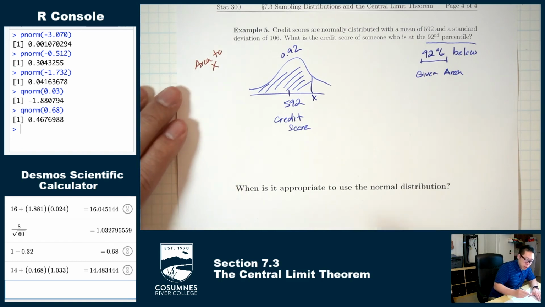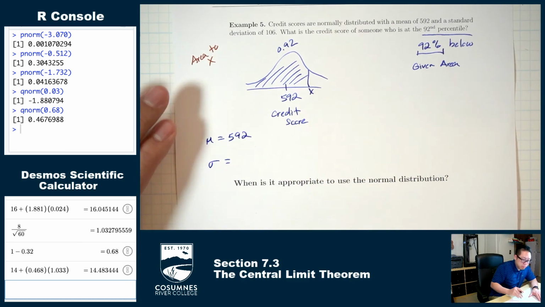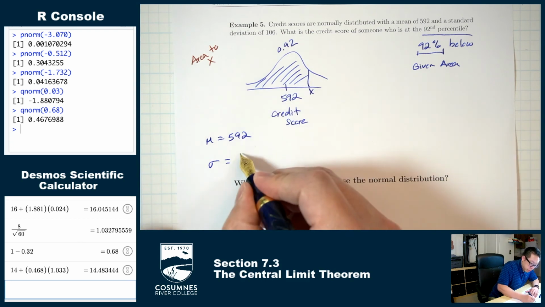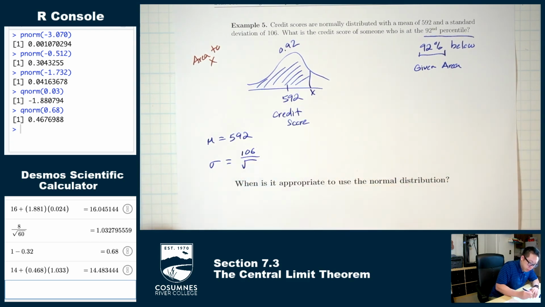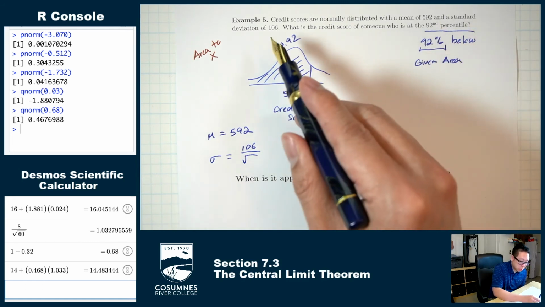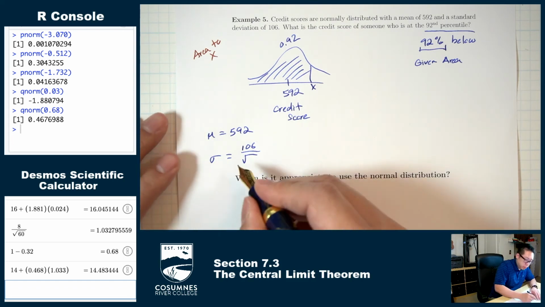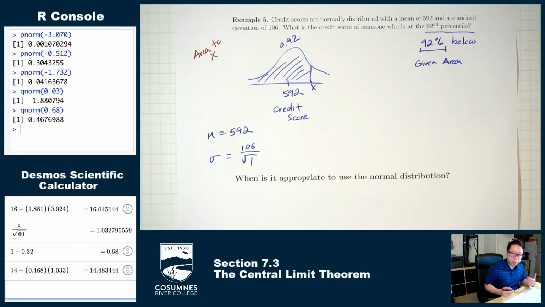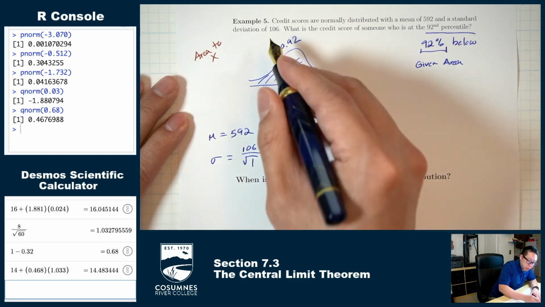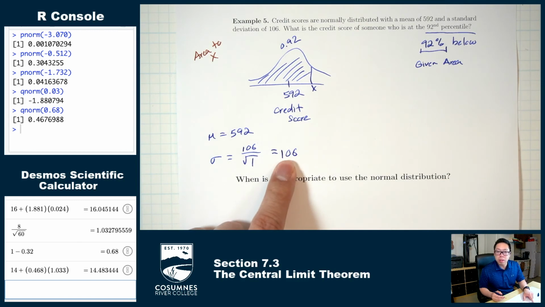Okay, let's write down the mean and standard deviation. The mean here is 592. Standard deviation 106. What's our sample size? It's not there. 592 we used, 106 we used already, 92% we used already. There's no sample size. So if you're not given a sample size, you're going to assume that's one person. In other words, 106 divided by the square root of 1 is just going to be 106. In other words, if you're not given a sample size, you're going to use the original standard deviation.